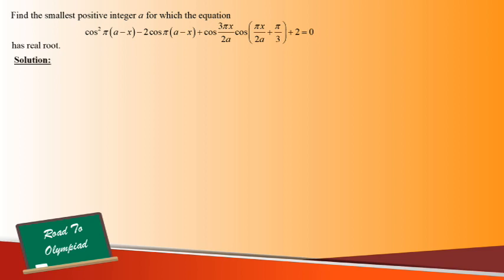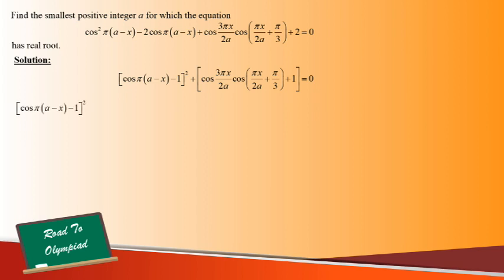To solve this problem, first we notice that we can rewrite the equation like this, where the left part of the equation can be simplified into this one. Now notice that the bracket on the left is a perfect square, and thus it must be non-negative. For the expression in the right bracket, we notice that the product of two cosines must be at least -1. Therefore, the product of two cosines plus 1 must be non-negative as well.